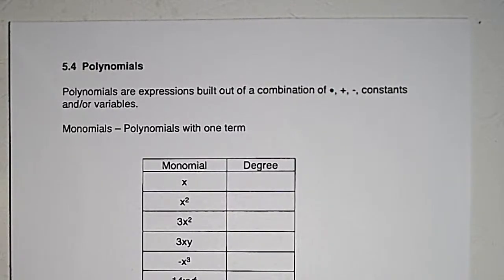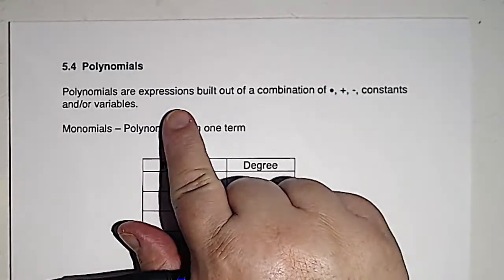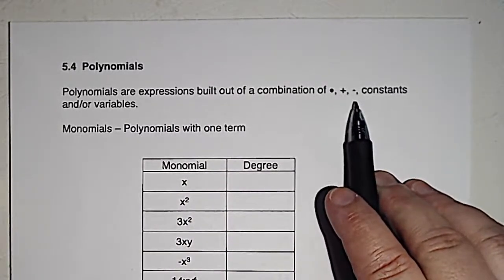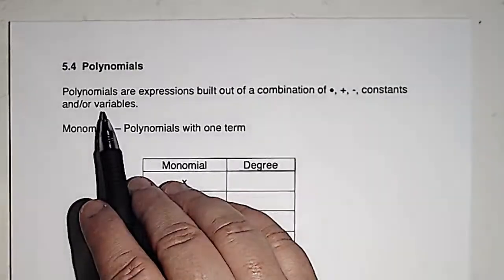Woohoo, we are live. This is Math 40, Elementary Algebra, section 5.4. We're going to be talking about polynomials. And polynomials are actually something we've been working with already. We just didn't call them polynomials yet. Basically, we're looking at expressions which are built out of a combination of multiplication, addition, subtraction, constants, and variables.